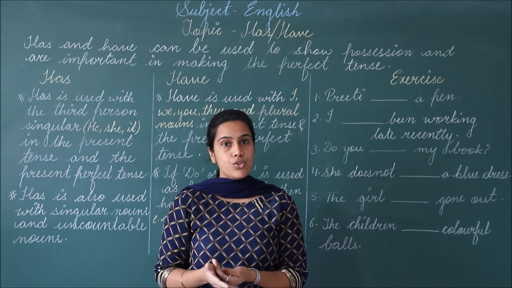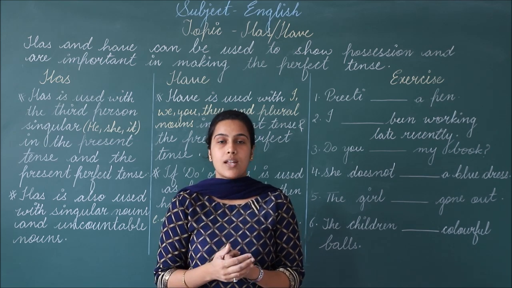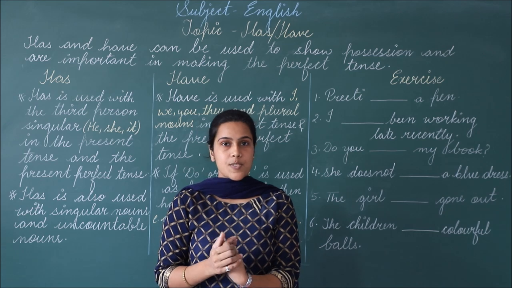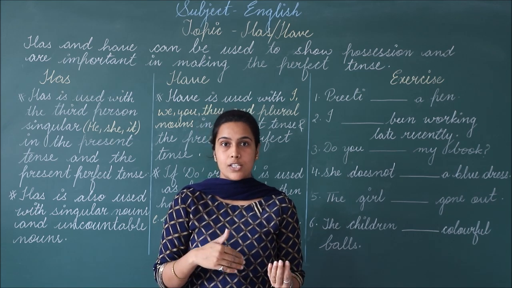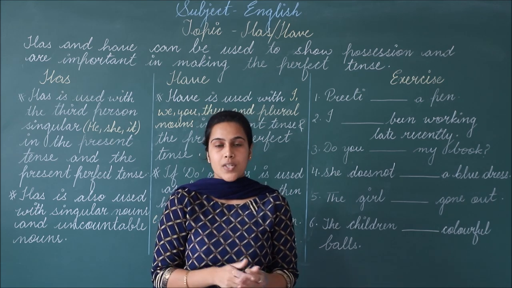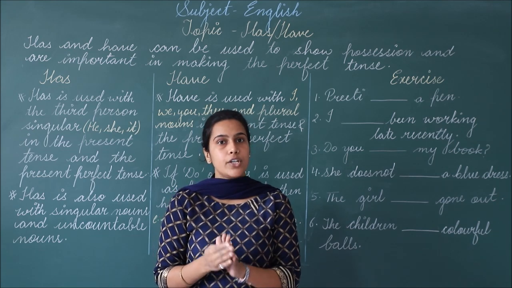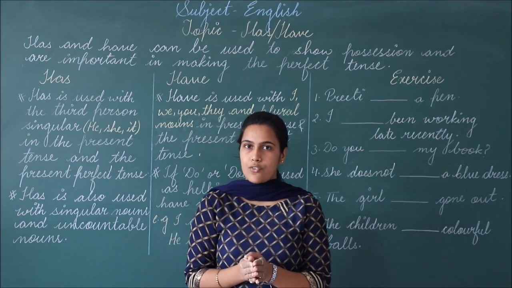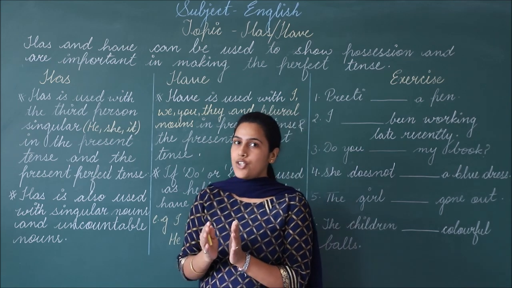And you also use have to show possession. Like I have a pencil. आपके पास pencil है and you want to say that I have a pencil, then also you say I have a pencil. So you use has or have in two different ways. Now one by one we will understand how they are used.